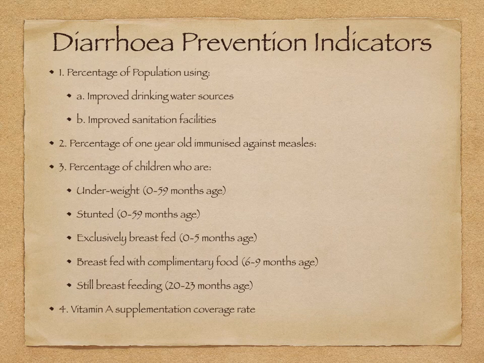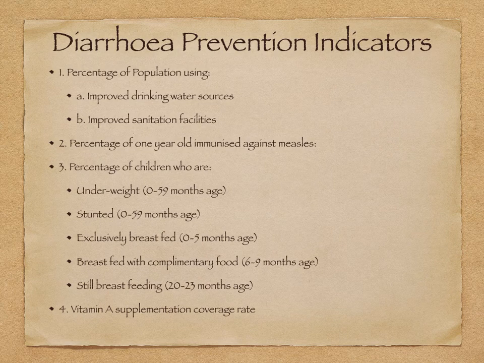The third is percentage of children who are underweight from birth up till 5 years of age, then stunted from birth up till 5 years of age, then exclusively breastfed from 0 to 5 months age, breastfed with complementary food from 6 to 9 months age, and still breastfeeding 20 to 23 months age. And the fourth prevention indicator is vitamin A supplementation coverage rate.